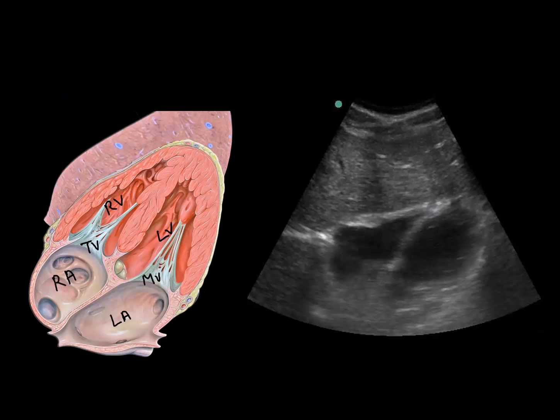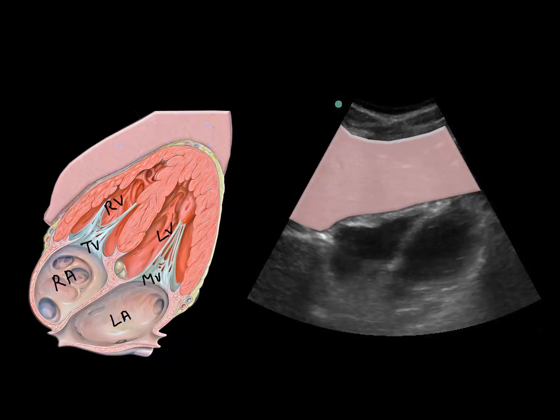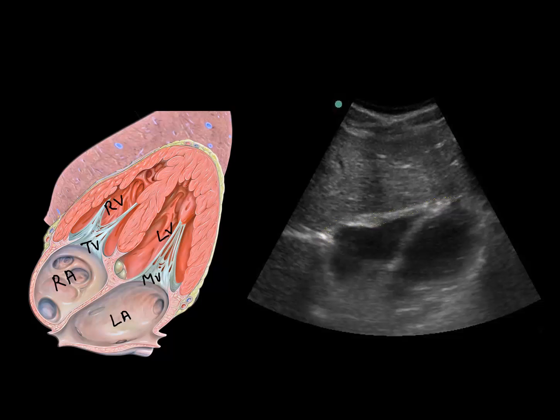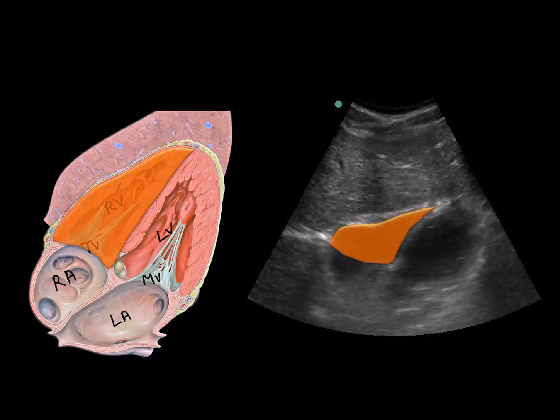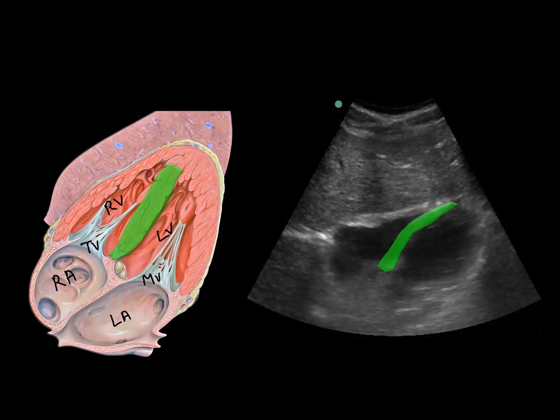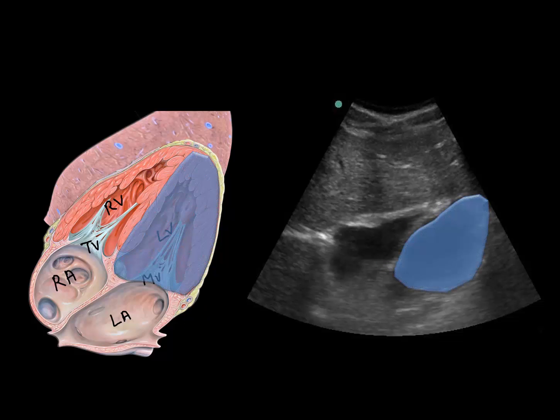Here is the ultrasound image that we want to generate. Again, let's go over the relevant anatomy on the sonographic image. Here is liver tissue. This bright white echogenic line is the inferior pericardium. Here is the right ventricle. Here is the intraventricular septum. And here is the left ventricle.